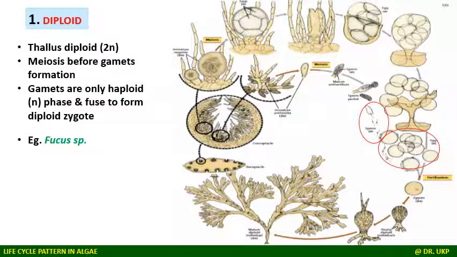Once the zygote forms, it will eventually germinate and grow into a large thallus body, in the case of Fucus, that is diploid. So the majority of the life cycle consists of the diploid phase, and only a very small fraction, just the gamete part, in this life cycle is haploid. Hence this life cycle is called diploid.